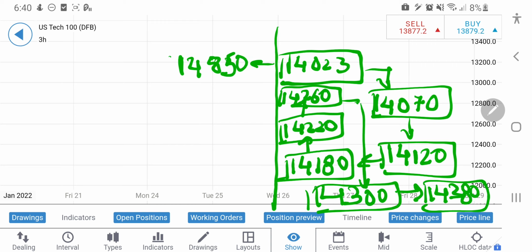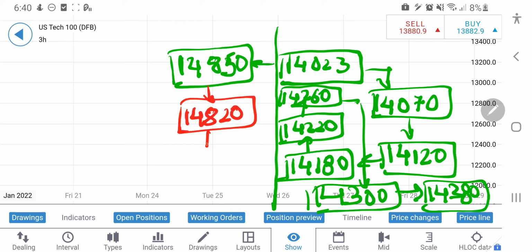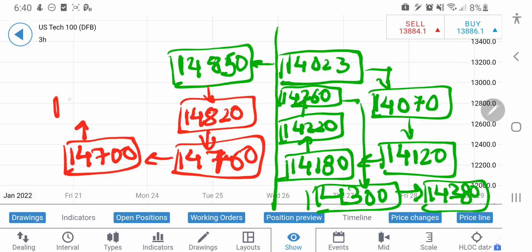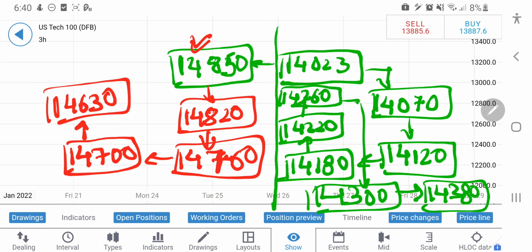So the nearest support will come into picture at 14850, and below 14850 we may again see 14820, 14760. Now once 14760 is taken, it will fall sharply towards 14700 and then towards 14630. So remember, at these levels you can still enter a short.